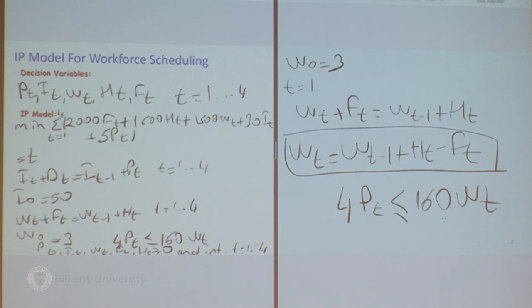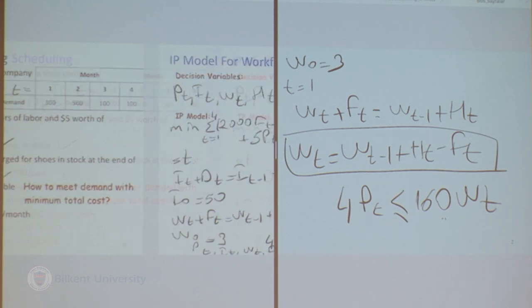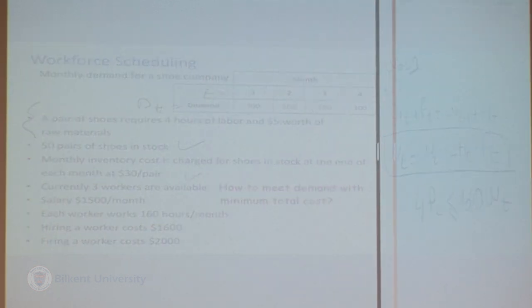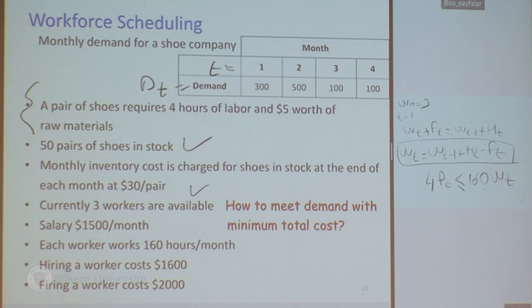However, if you don't have any workers, you cannot produce. The problem says each worker works 160 hours, and you require 4 hours of labor for one pair of shoes. So your pair of shoes is PT for month T. 4 times PT is the labor hour you require for month T. And 160 times WT is actually what you have for month T. Got it? Any other question? Clear?